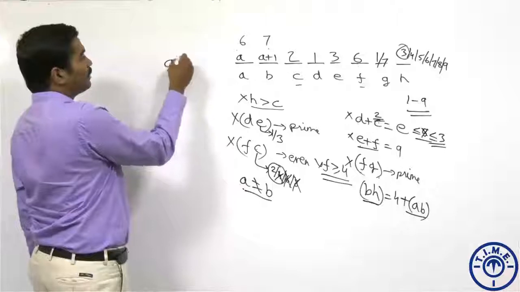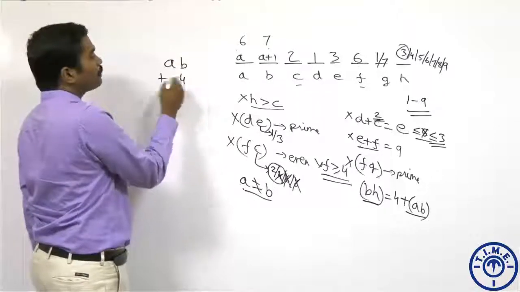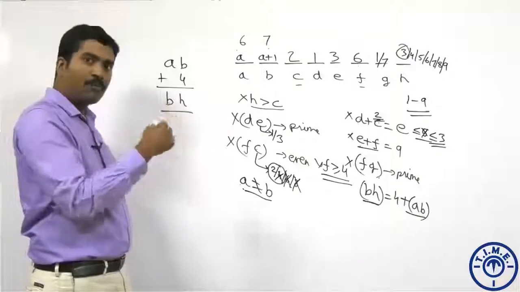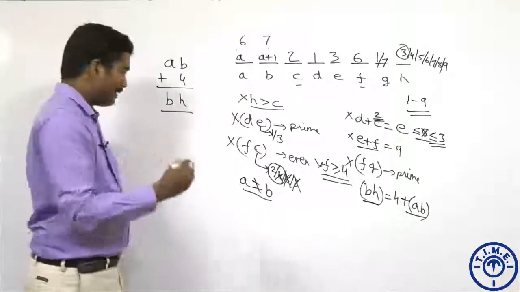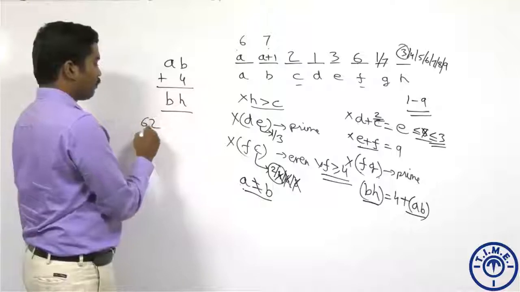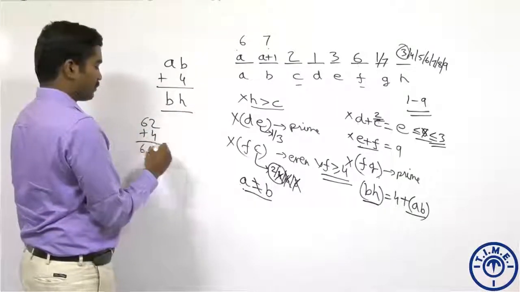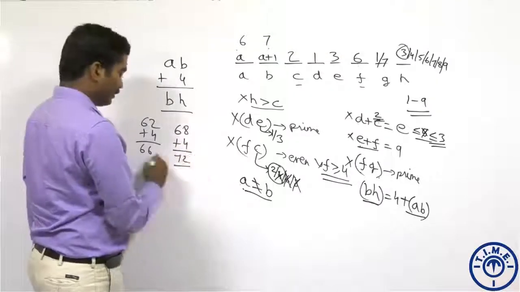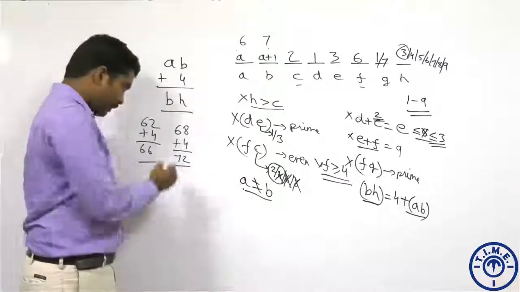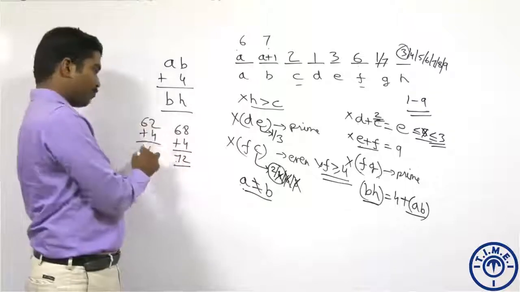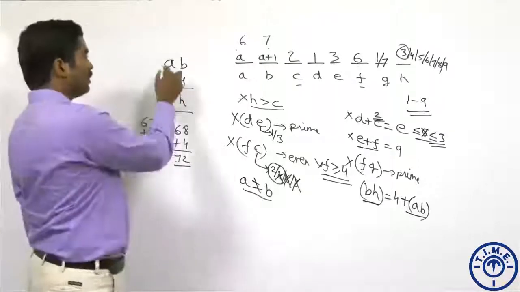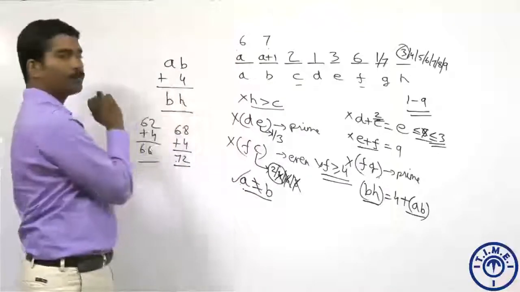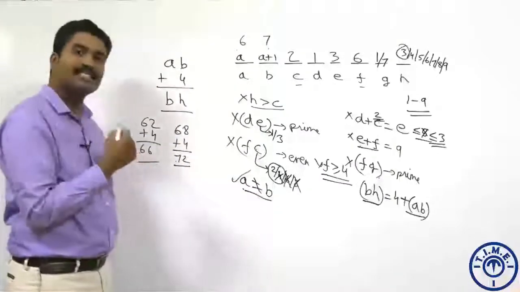So we can see that AB is a 2-digit number. To that, when 4 is added, we have BH. Now when 4 is added to a 2-digit number, let's take an example. 62 plus 4 gives 66, or 68 plus 4 gives 72. One of two things can happen. Either the units digit will remain the same or the units digit will change. Now here we are given this condition that A is not equal to B, which means the units digit had changed.